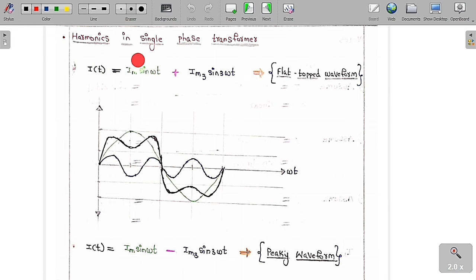Now we will discuss the harmonics in a single phase transformer. See, what are the harmonics that are present in a single phase transformer? Now all these concepts we are going to learn: the harmonics present in a single phase transformer.